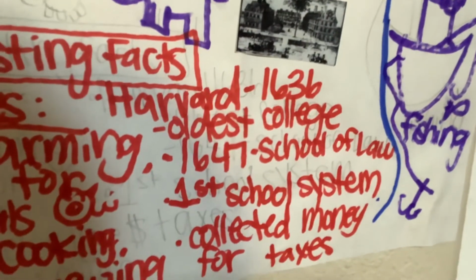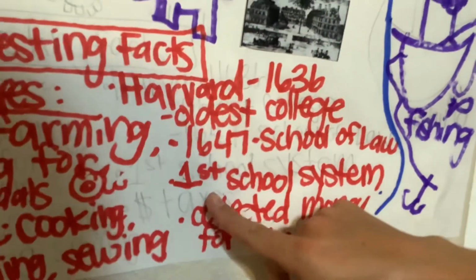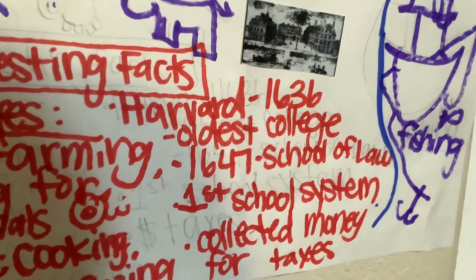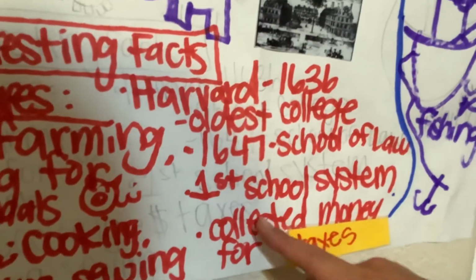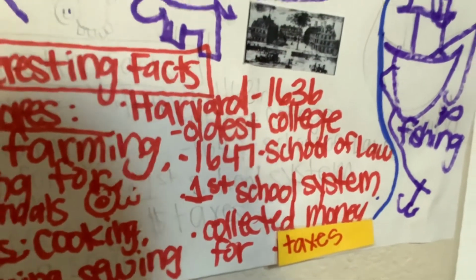Some more interesting facts is that the Massachusetts Bay Colony had the first school system. Read this with me. First school system. In addition, the Massachusetts Bay Colonies collected money for taxes. Read that with me. Collected money for taxes. Thank you so much.